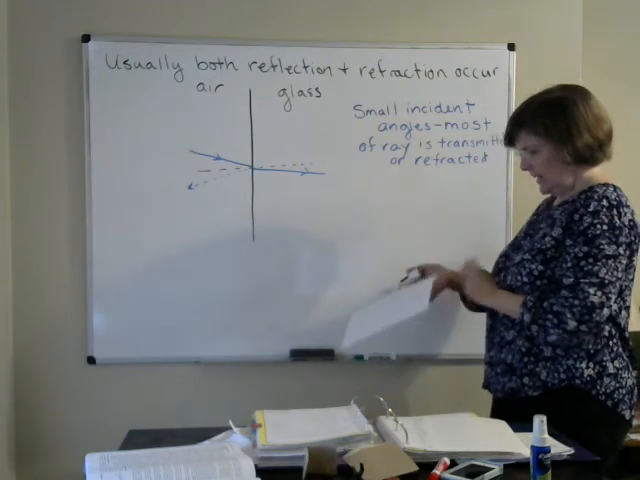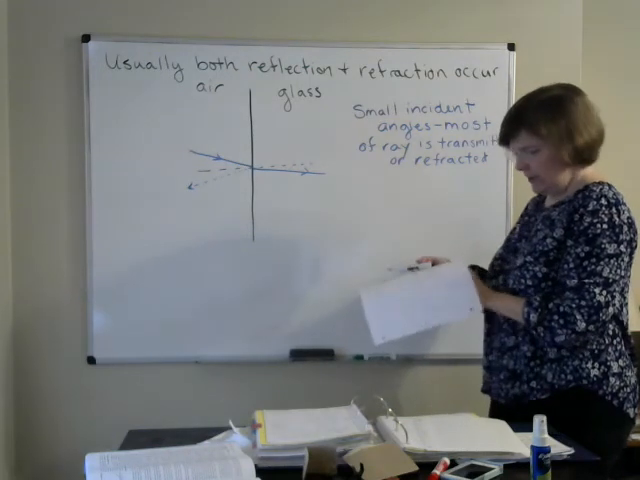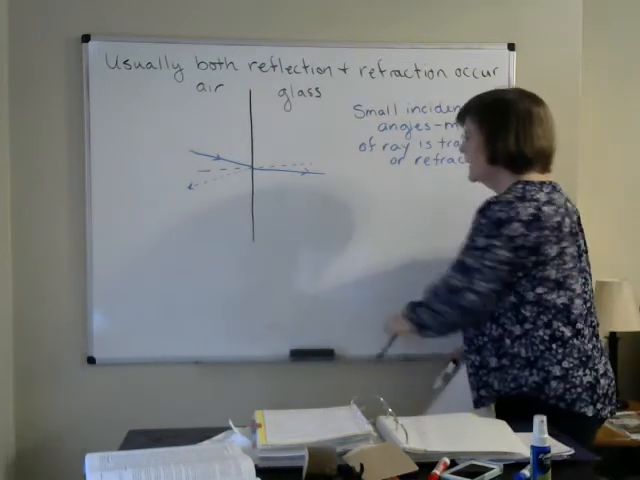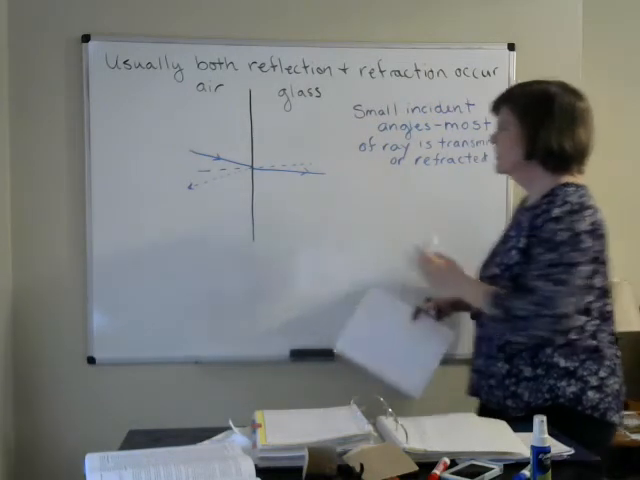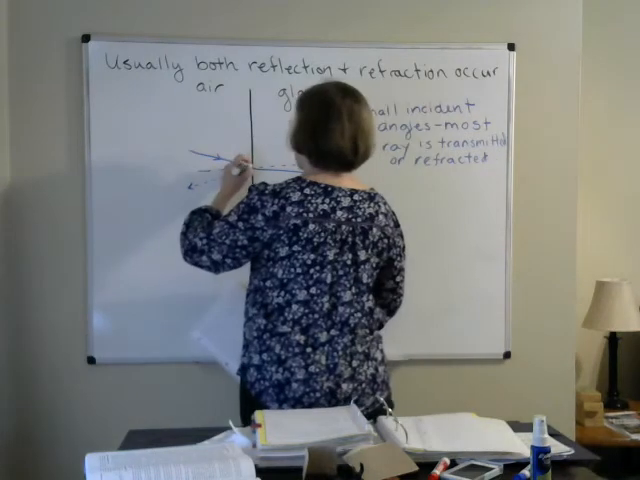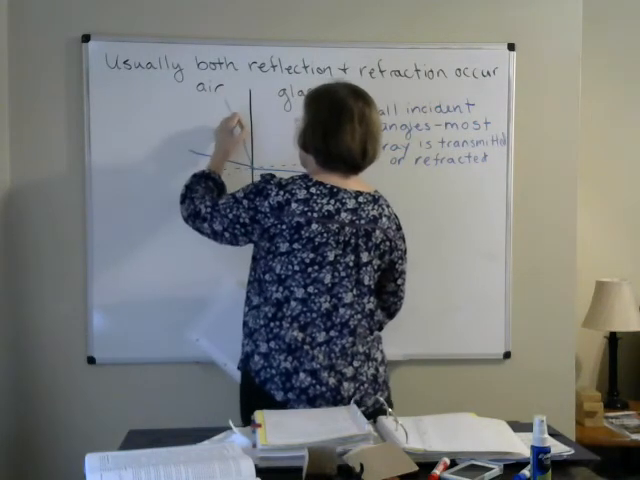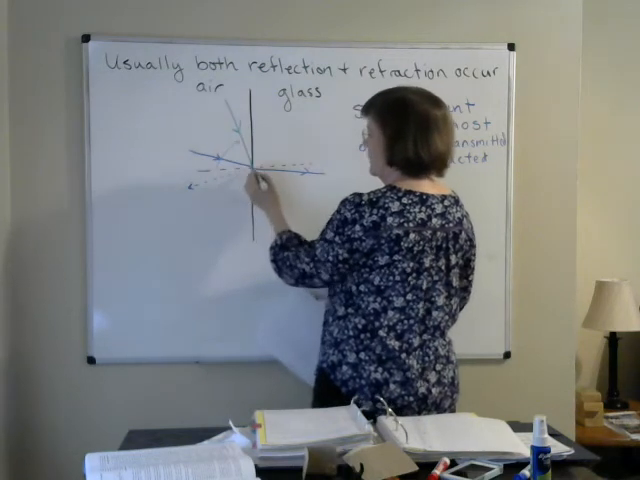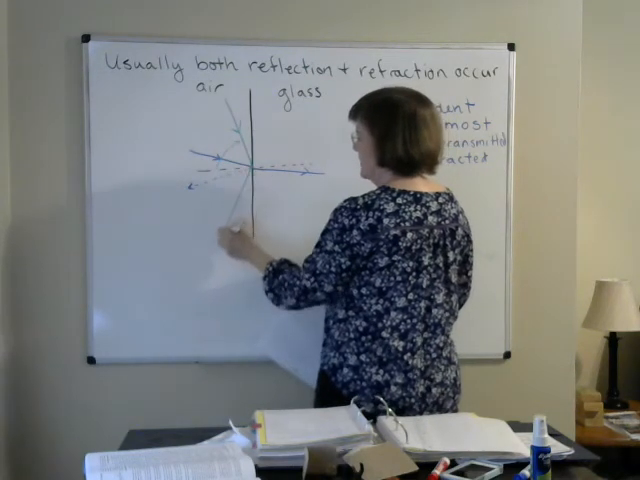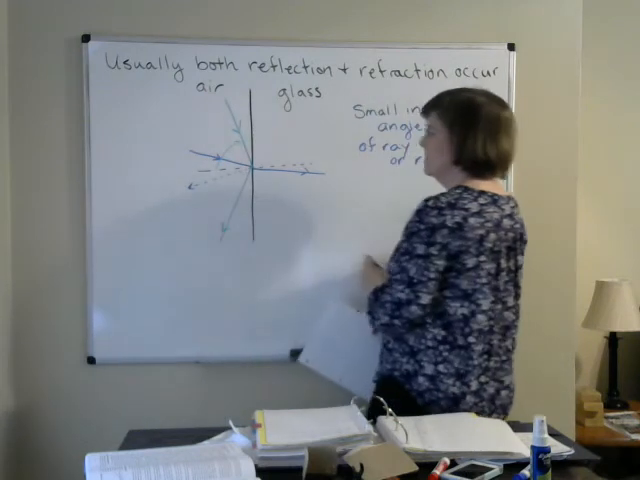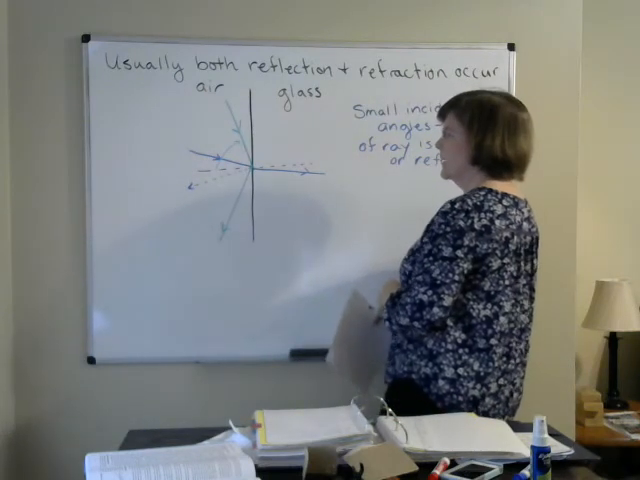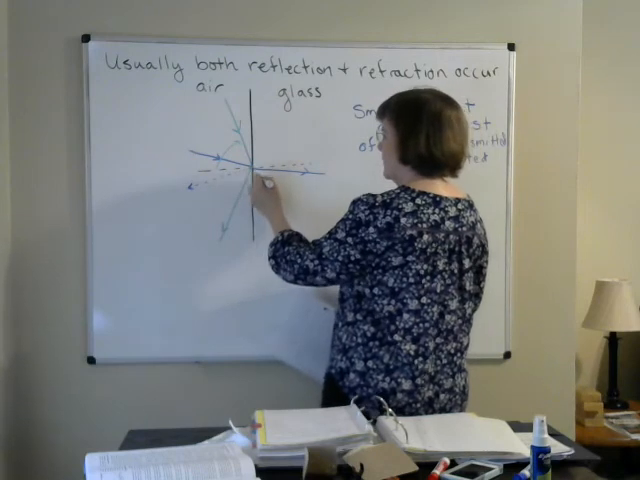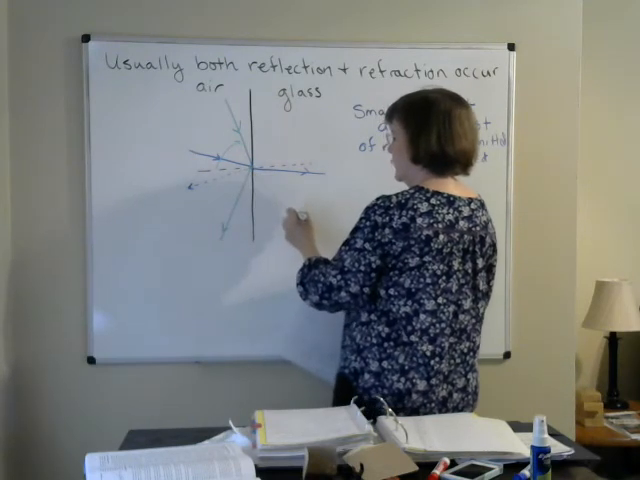On the other hand, I'm going to do this other ray in a different color. If I have a ray that has a really large angle, so maybe it's coming in like this. That's a really large angle right there. It's going to be mostly reflected. It'll bounce right off that surface, although a small amount of it will be refracted.